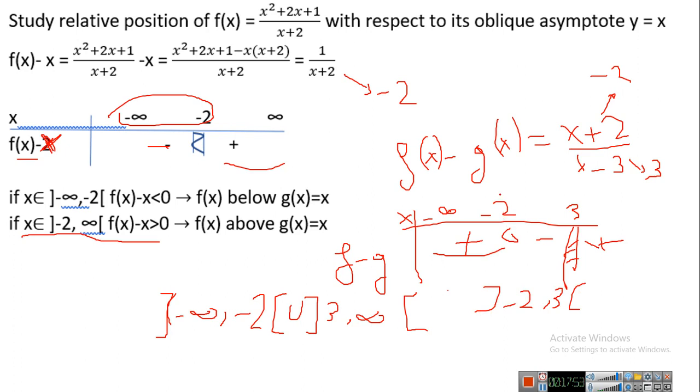If x equals minus 2, they intersect at that point. You can find the abscissa of the point by replacing minus 2 either in f or g. So if x equals minus 2, the two functions intersect. If x equals 3, they don't intersect. You have a vertical asymptote. No need to mention anything about it.